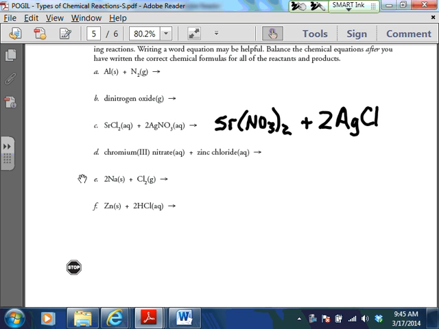So chromium 3 nitrate. That is Cr, chromium Cr. Cr3. See, everyone always wants to do this. The 3 is not the subscript for the chromium, it's the charge, right? So chromium's a 3 plus. Nitrate is a 1 minus. So when you crisscross, it goes with the NO3, right? Cr(NO3)3. I don't know why it's being that sloppy, but.